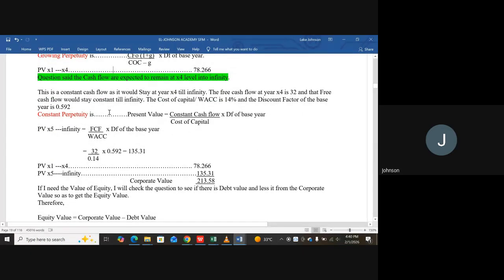What is the cash flow of the base year? The cash flow of the base year is 32. And why is 4 the base year? Because here we are calculating from year 5 to infinity. The base year is the year that we have solved for, just before the year that we have not solved for. So we have the cash flow of the base year divided by the weighted average cost of capital used in the question, multiplied by the discount factor of the base year. At the end of the day, you solve this mathematically and you will get your answer. If you apply the rule of BODMAS, whether you multiply first or divide first, you're going to get the same answer.